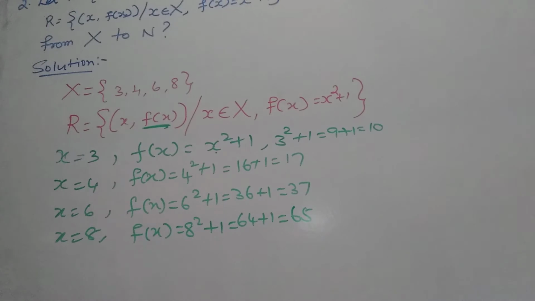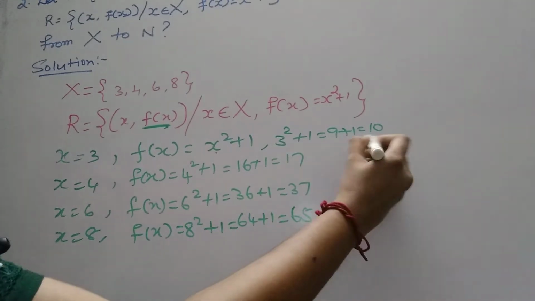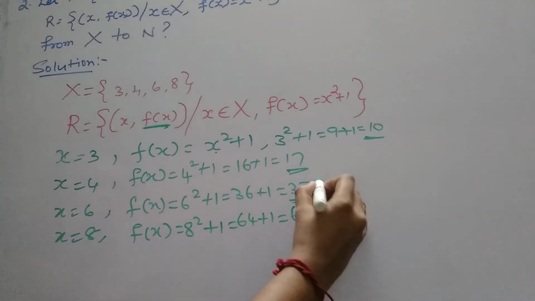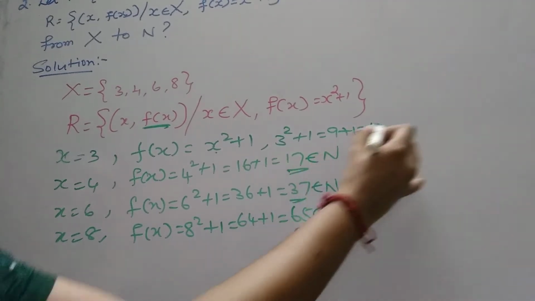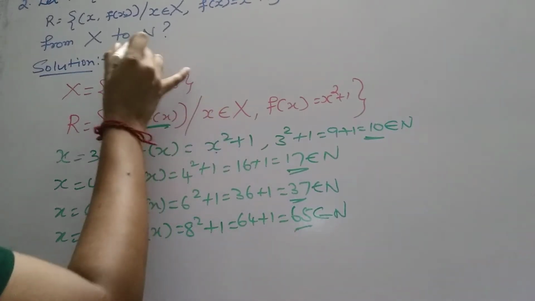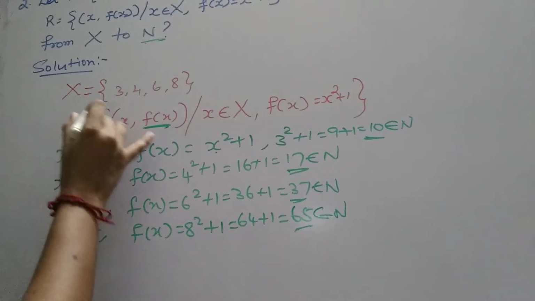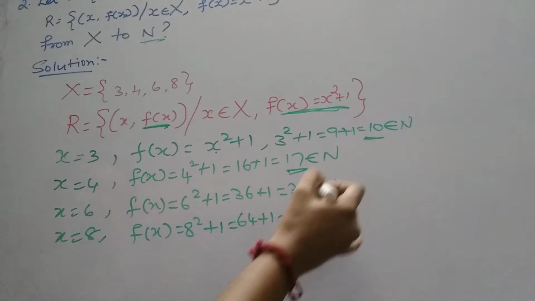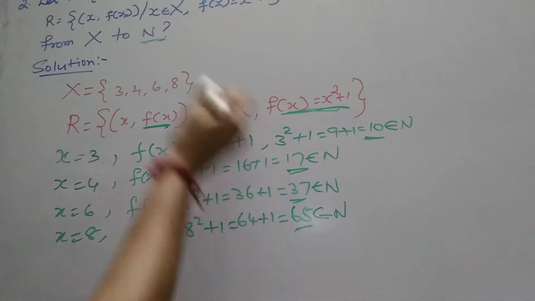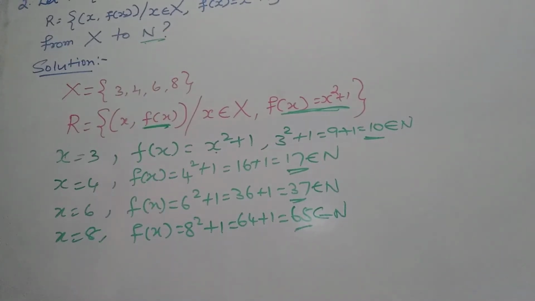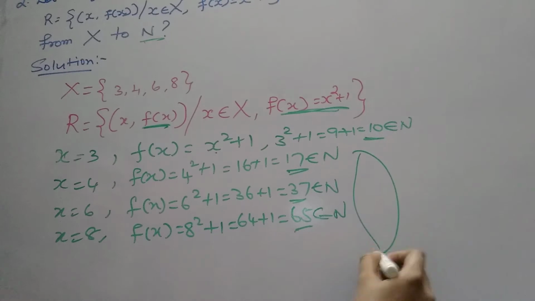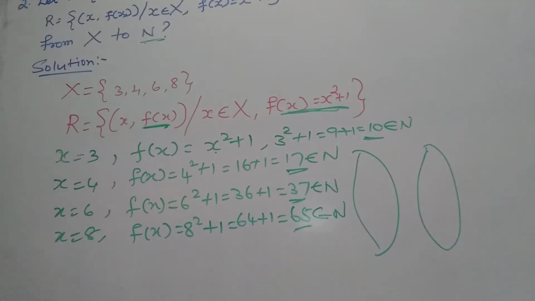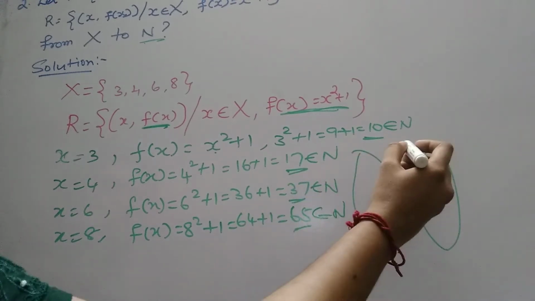Now these are 10, 17, 37, 65. Do these belong to the natural numbers or not? All these elements come under the natural numbers. For every X number you have the relation. This relation is satisfied because the answers you are getting belong to the natural numbers. So you choose the X data as domain and the Y data as your F of X. That is, F of X is your Y.